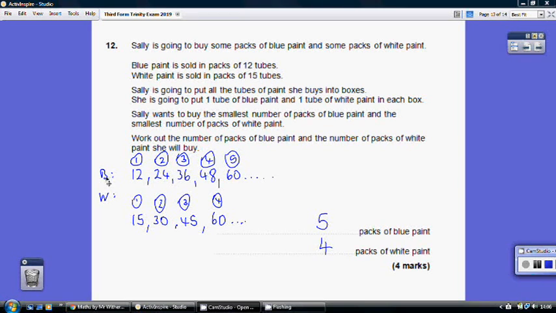So just imagine when you're buying your blues, one pack would be 12 paints, 2 packs would be 24 tubes, 3 packs would be 36, and so on. We're going up in 12s. And with the white ones, we're going up in 15s, because there's 15 tubes in a pack. So one pack would be 15, 2 would be 30, and so on. So when do we first get the same number of tubes? It's when we hit 60 tubes, and that happens when we have 5 packs of blue paint and 4 packs of white paint.